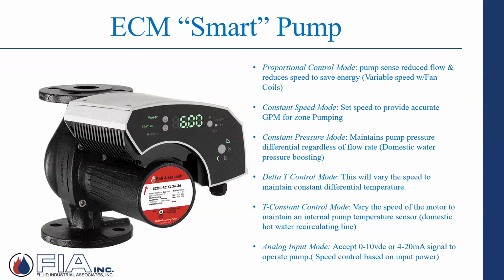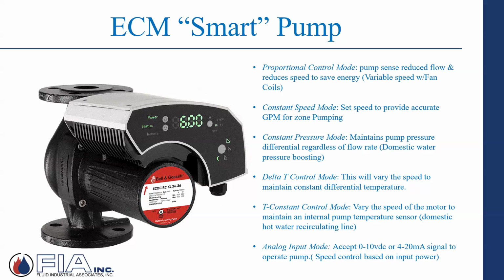So the single model can do proportional control mode, which means the pump senses a reduced flow. Say you're out with a bunch of zone valves on fan coil units. As those zone valves are opening and closing, the pump can sense this and change the speed automatically. Constant speed, you can dial in a particular RPM, a particular speed. So you can take this pump that has all this capacity and set it to the application, so it doesn't consume any more energy than what's needed for that particular application.